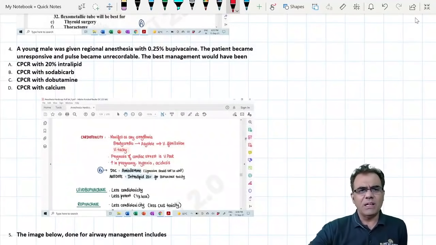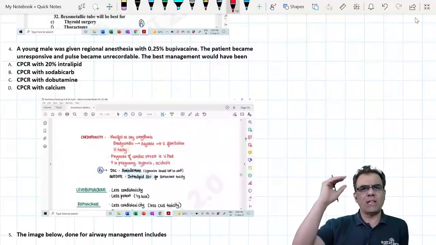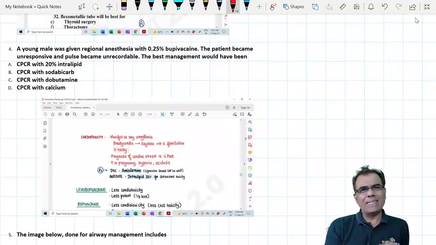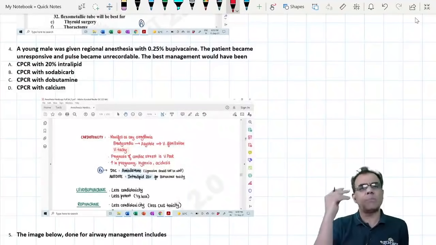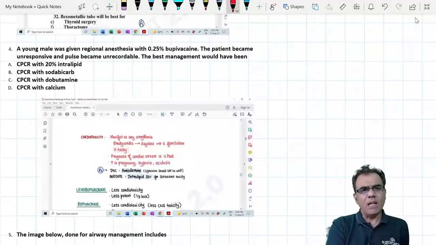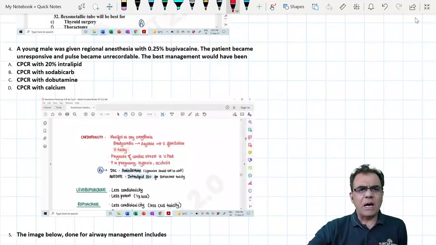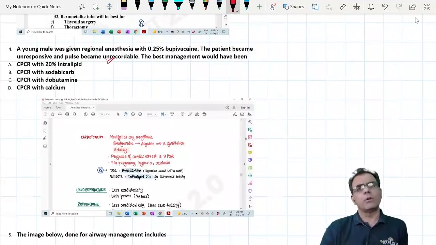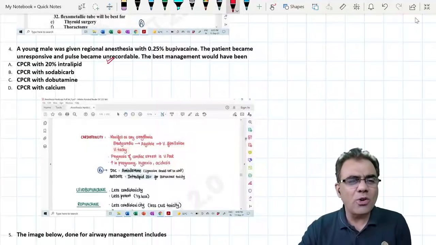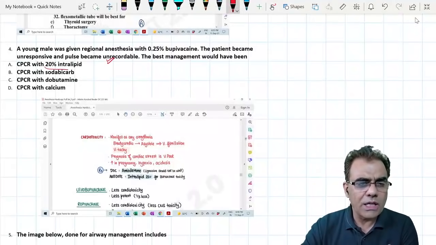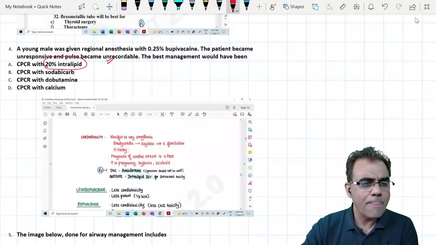They didn't mention it, but in the question they would have mentioned that this incident happened instantly, which means intravascular, or after some time, which means toxicity due to overdoses. So this patient has arrested, pulse unrecordable. So obviously you will be starting CPCR, and the antidote for bupivacaine is only 20% intralipid.